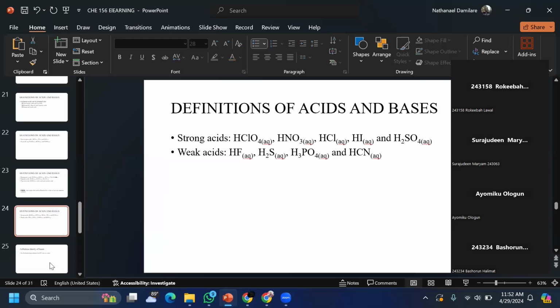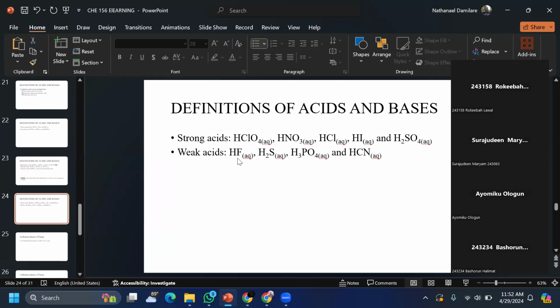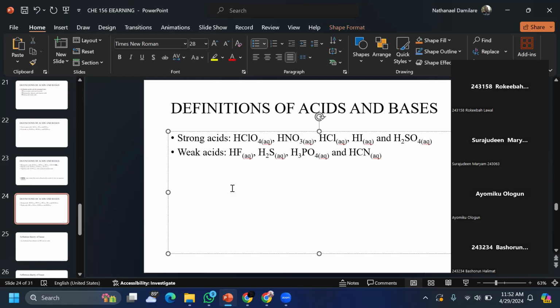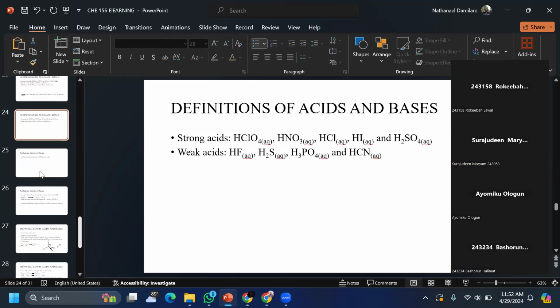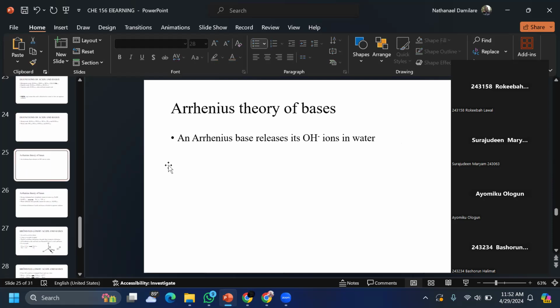All right, so let's take a step further. We can also have strong acids. Strong acids ionize completely in solution. Weak acids ionize partially in solution. Examples of strong acids are HCl, the hydrochloric acid, then we have H2SO4 and other examples. Weak acids can be H2S, hydrofluoric acid, phosphoric acid, cyanic acid. Those ones are weak acids.